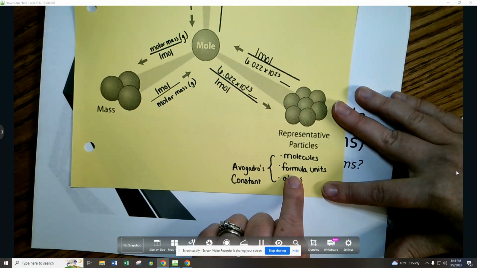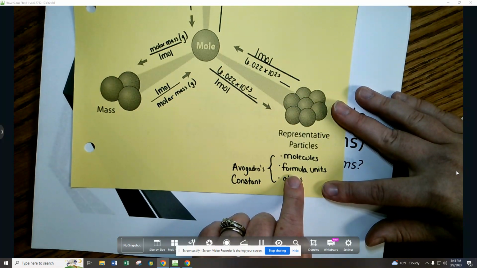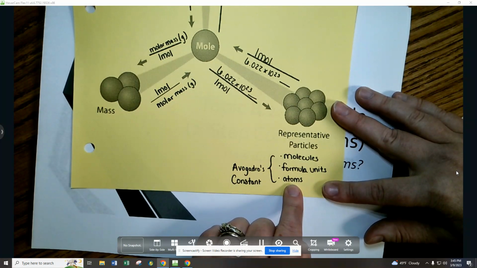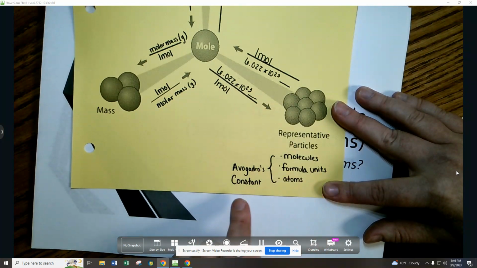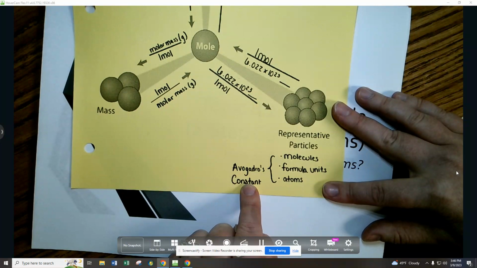Formula units are those that are held together with ionic bonds. So things like table salt, sodium chloride, or silver sulfate or silver 1 nitrate would all be formula units because they are a metal, nonmetal, cation, anion. And then elements that are not diatomic are counted in atoms. Those representative particles apply to Avogadro's constant.